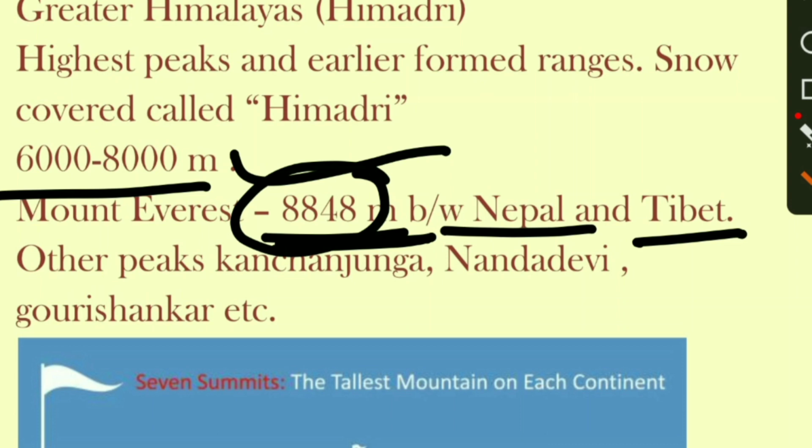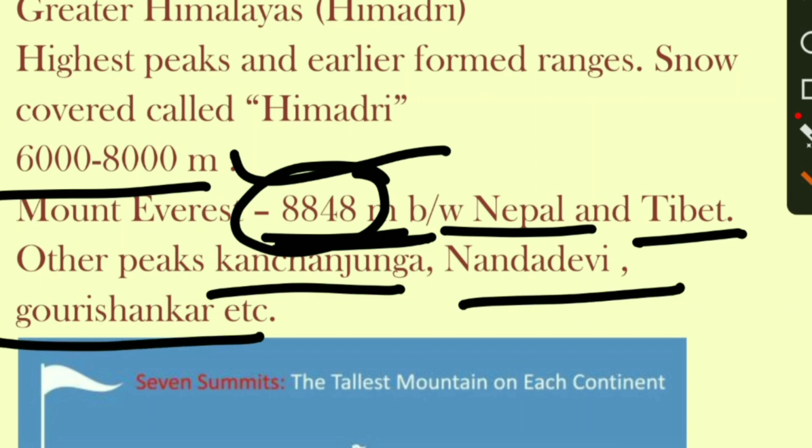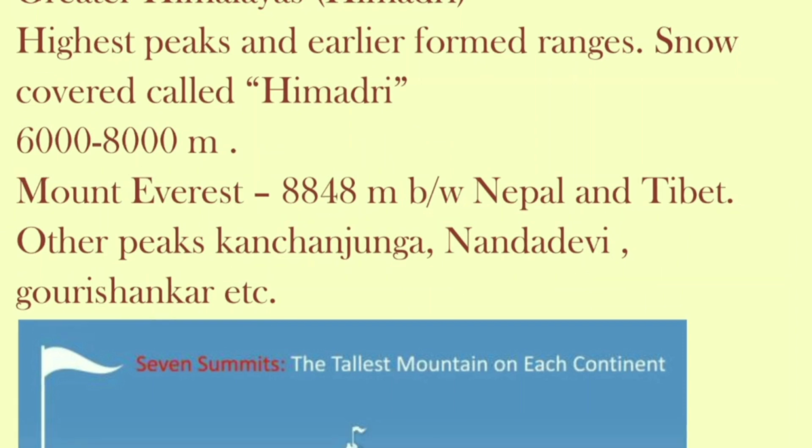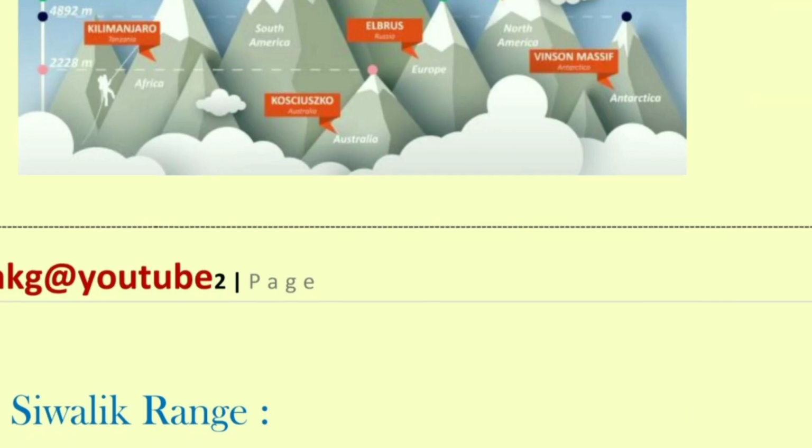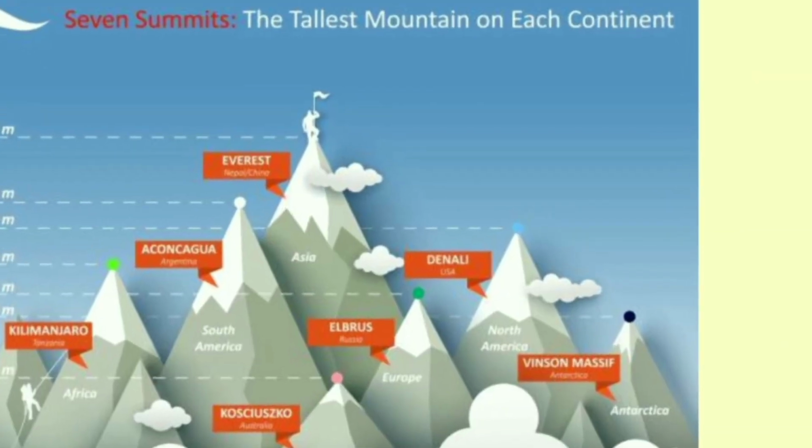Then other peaks of this range are the Kanchenjunga, Nanda Devi and Gauri Shankar. All these are other peaks of these mountains. Their height is something like 8,500, 8,600, 8,400, near to Mount Everest. Okay. Then here is a picture showing the highest mountains of the world, the tallest mountain on each continent.